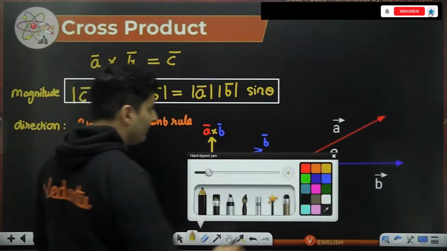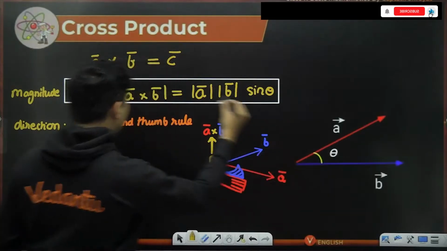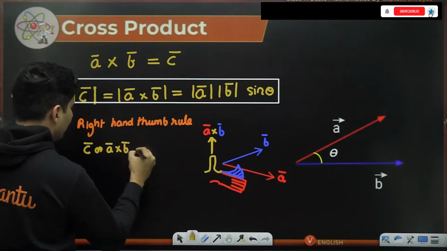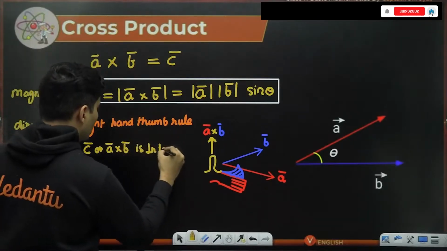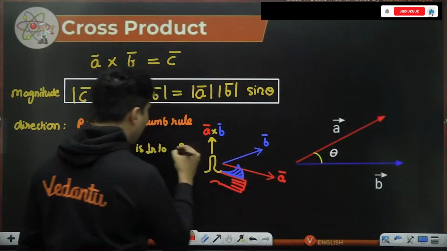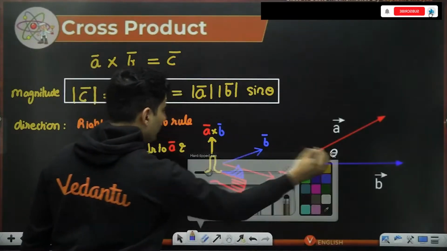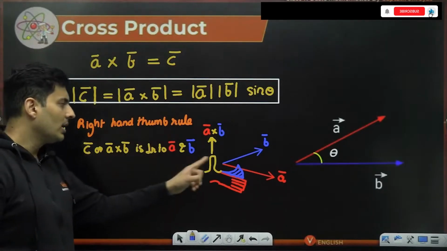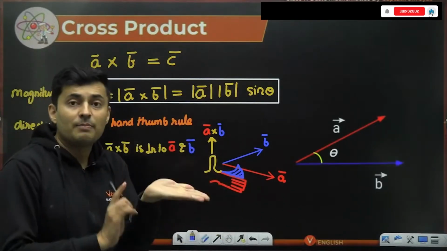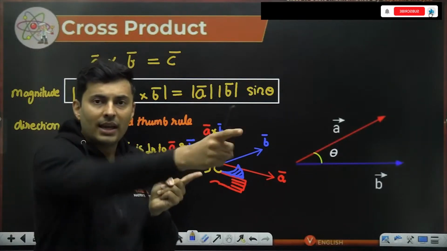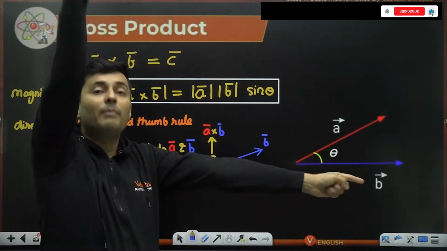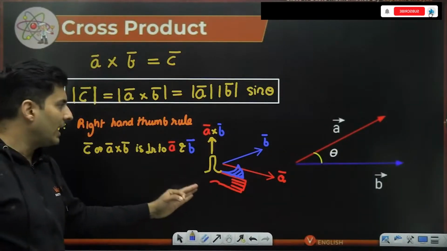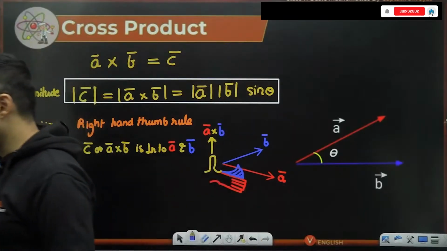Also note that our final resultant, which is our C vector, or I can say A cross B vector, is perpendicular to both vector A and vector B. That is very, very important. C vector is perpendicular to A and B. It is in the plane which is perpendicular to A and B. So if A is here, B is here, A cross B will be perpendicular to the plane containing A and B. Okay, very, very important. So direction also we got, magnitude also we got, sir.